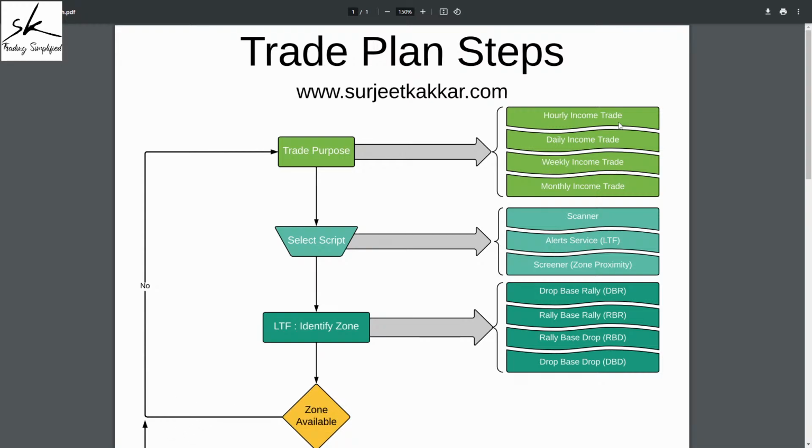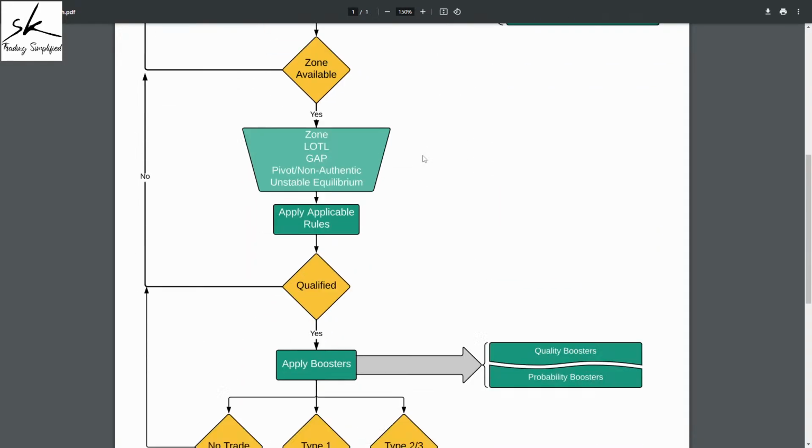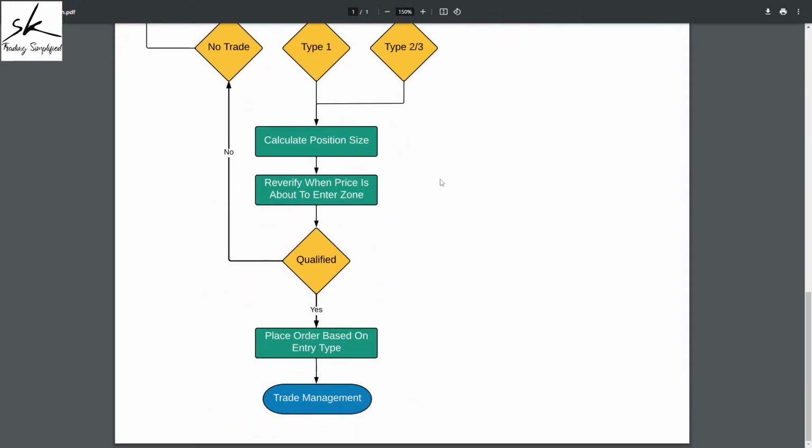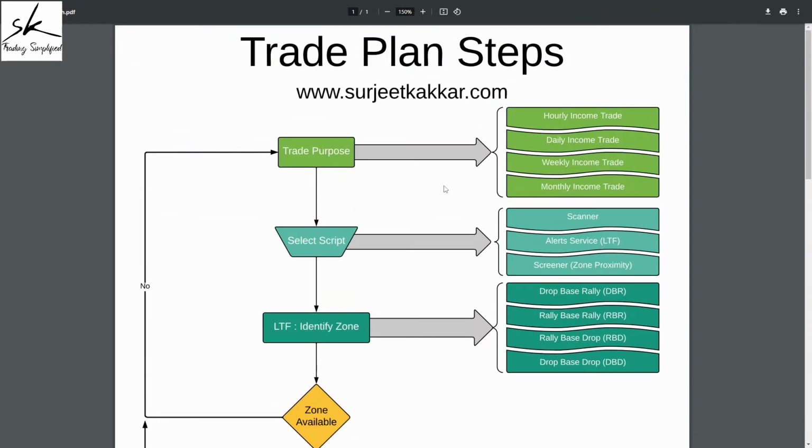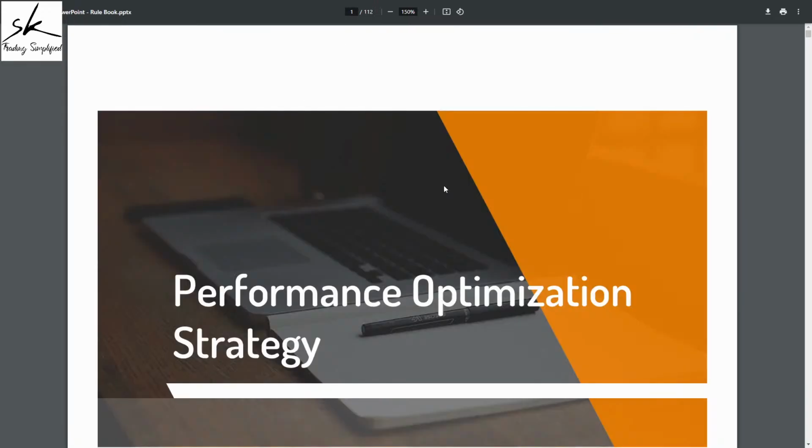So to overcome this challenge, I have created a trade plan for you, which is basically a combination of two documents. The first one is your trade plan steps. You can call it the flow chart. You can call it the walkthrough, which guides us what we need to do as a demand and supply trader step by step.